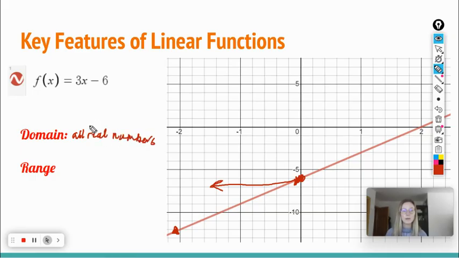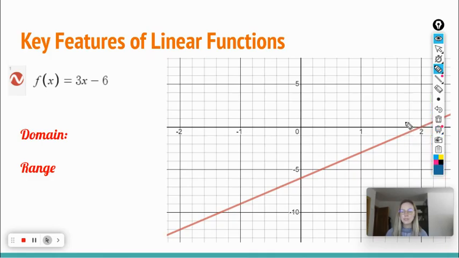There's no number that I can think of that I cannot plug into this function. I can use a decimal. 3 times 0.2 minus 6. Yeah, I can totally do that. You'll get another decimal, but I can still absolutely do that. So domain is all real numbers.